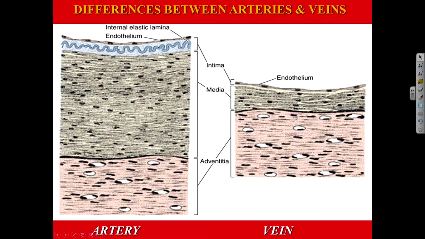So this is a cross-section of an artery, a cross-section of a vein. The inner layer is the tunica intima. The middle layer is the tunica media. The outer layer is the tunica adventitia. So in the artery, the tunica media is much thicker than in the vein. In the vein, the adventitia is much thicker than in the artery. Okay? That helps you to identify them in some cases.